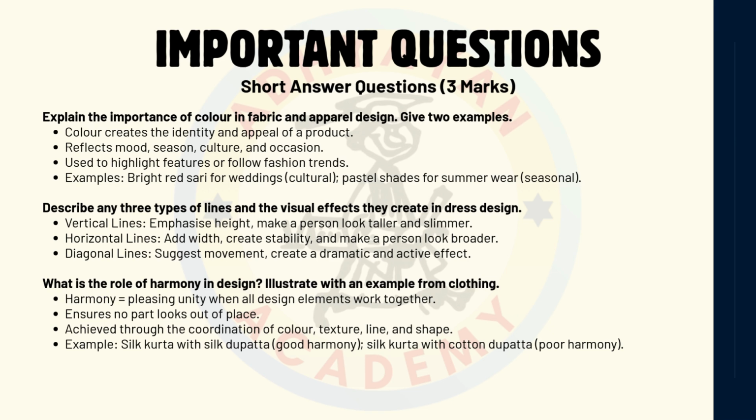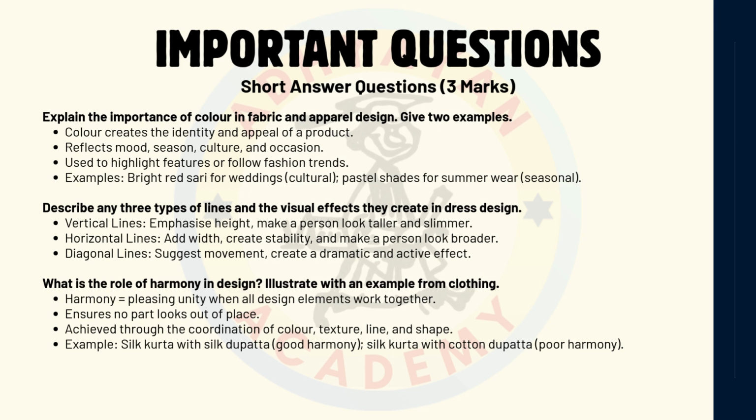Describe any 3 types of lines and the visual effects they create in dress design. Vertical lines emphasize height, make a person look taller and slimmer. Horizontal lines add width, create stability, and make a person look broader. Diagonal lines suggest movement, create a dramatic and active effect.